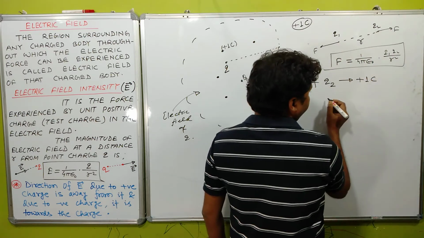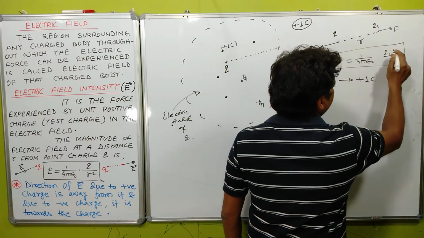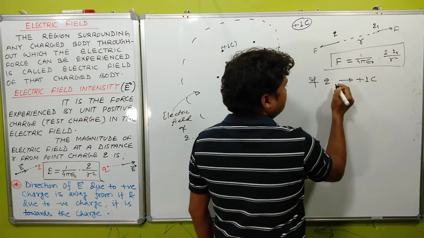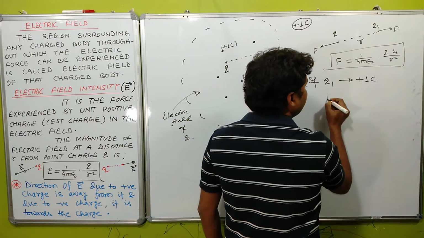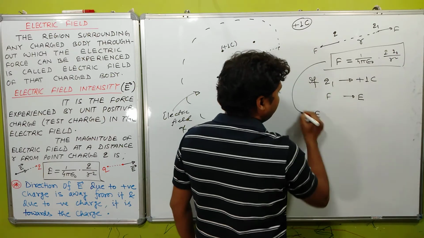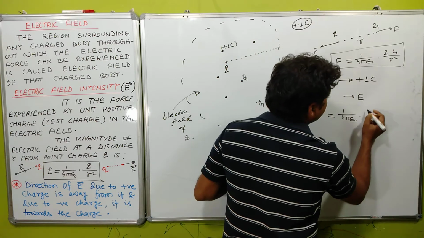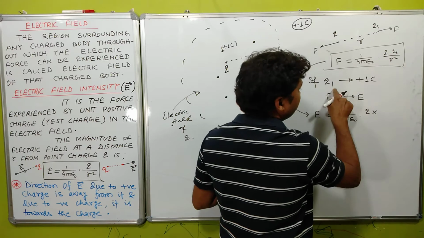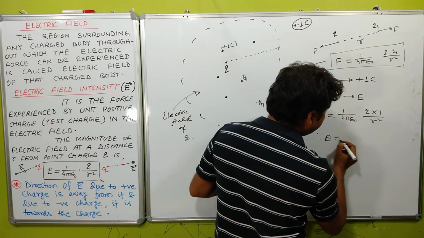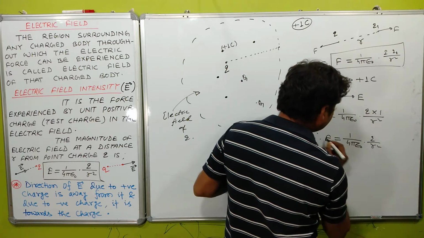Then just suppose this is q and this is q1. If q1 is a unit positive charge, then force will become electric field, and from here it is 1 by 4 pi epsilon naught, q into q1, where q1 is 1 coulomb, divided by r square. And so the electric field at this point is 1 by 4 pi epsilon naught q by r square.